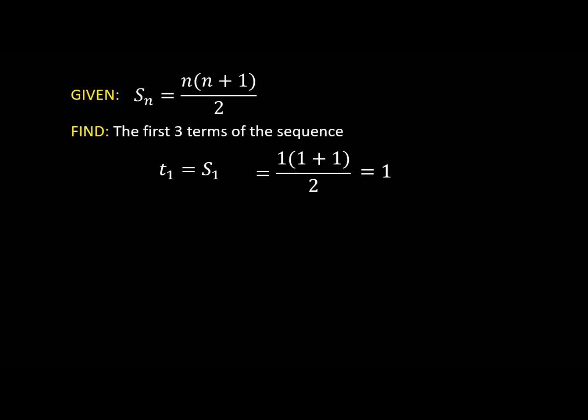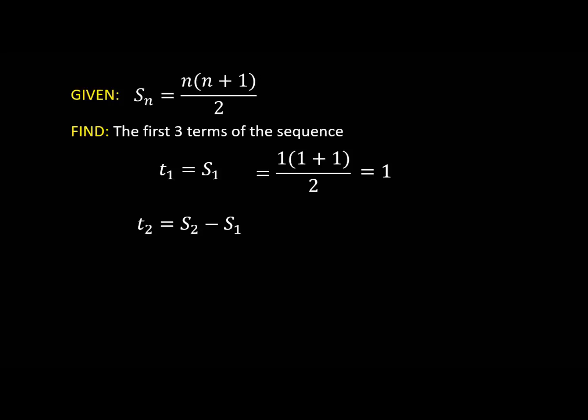Now how do we find the second term? For this we use the formula we had studied earlier for the nth term of a sequence. So T2 will equal S2 minus S1, right? The second term is equal to the sum of two terms minus the sum of the first term. So we already know S1 is equal to 1. We already calculated that, right? So all we have to do is find S2 and then we'll subtract 1 from that and we'll find our second term.